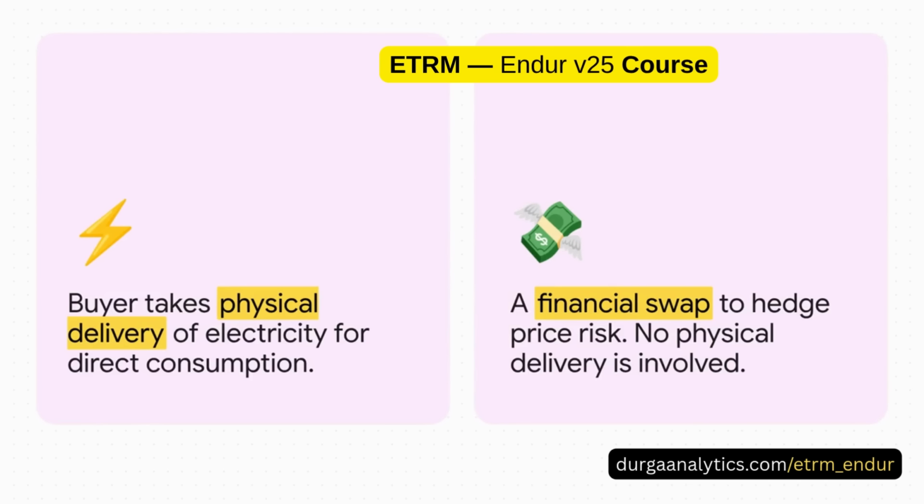And it is absolutely critical to understand the two flavors of PPA. A physical PPA, just like the name says, involves the physical delivery of electrons. But a virtual PPA, or a VPPA, is a purely financial derivative. It's basically a contract for differences that hedges price risk without any physical delivery at all. Endur can handle both, but they have completely different risk profiles, totally different settlement procedures, and different accounting treatments. Confusing the two is a major pitfall.